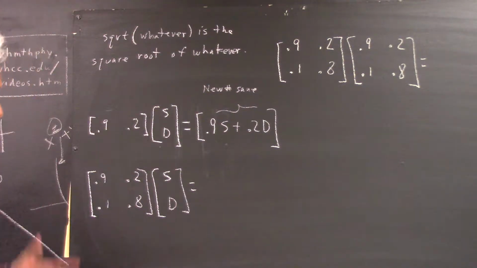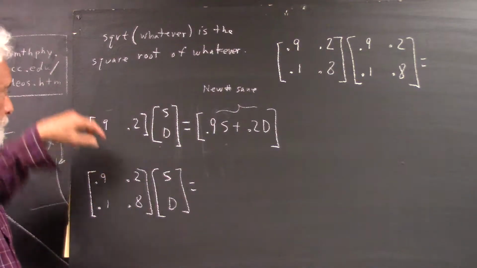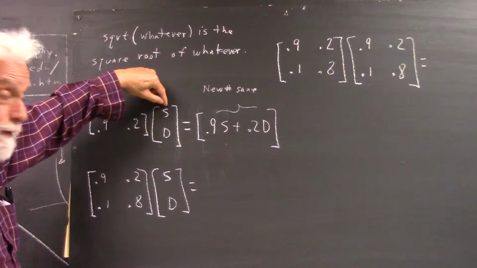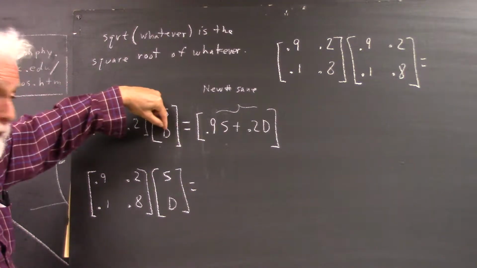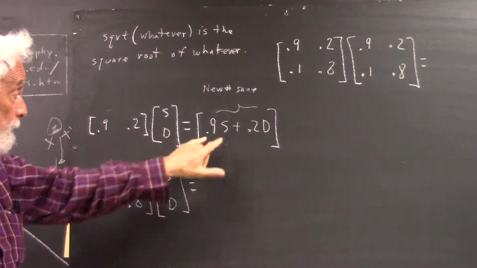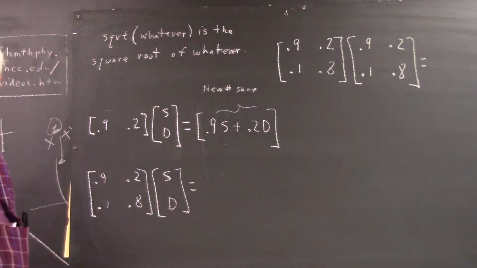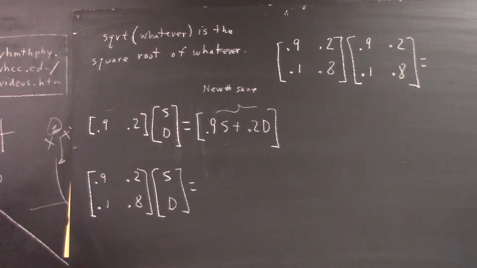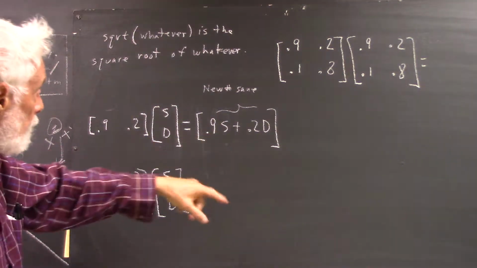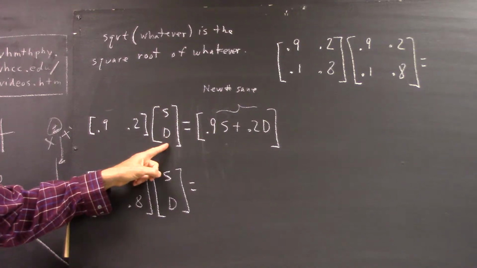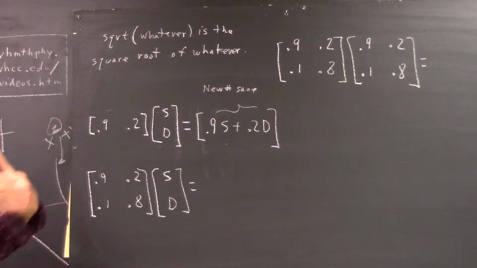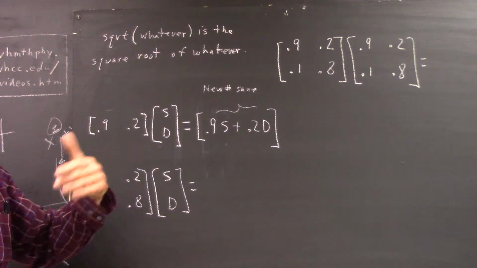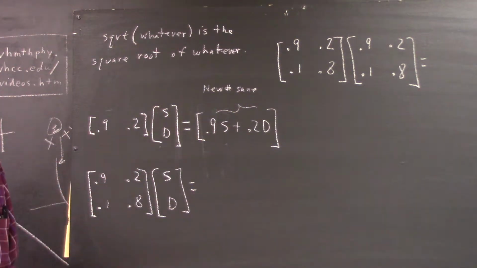Okay, so again, if we multiply this row by this column, that means we match up the first number with the first number and the second number with the second number, do those multiplications and add the results. That's the definition of row times column, which we talked about last Thursday. And the meaning of this is, if S is your number of sane and D is your number of demented, you have the original transition percents, 10% of your sane becoming demented, 20% of your demented becoming sane.